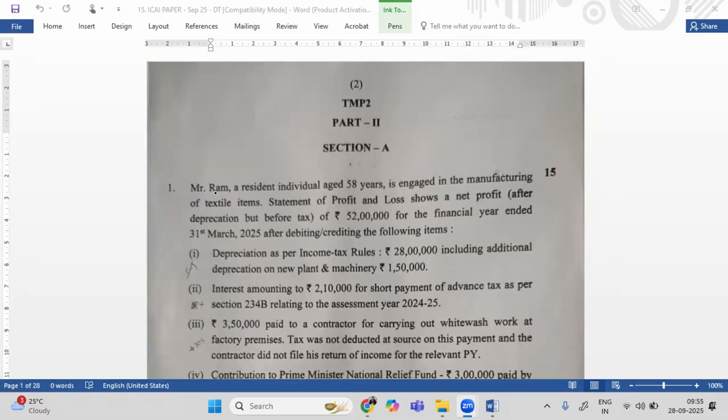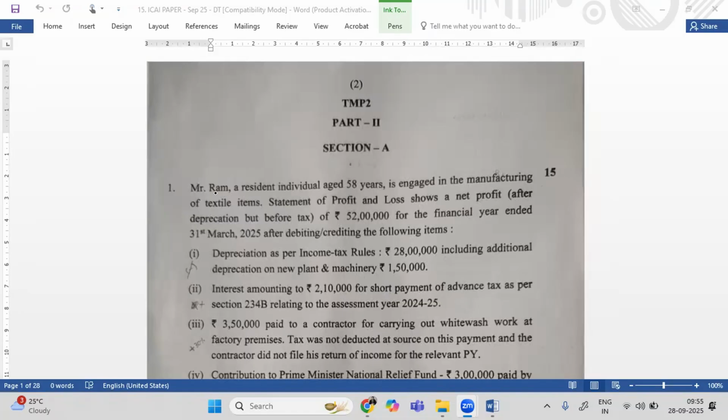CA Inter students, given your exams. Exams got over in September. The best time to analyze it is after a few days when you're relaxed and you can evaluate how well you did. Also, for people who are giving the Jan 26 exam, this could be a nice thing to revise to see how ICAI asks the questions in the exam.